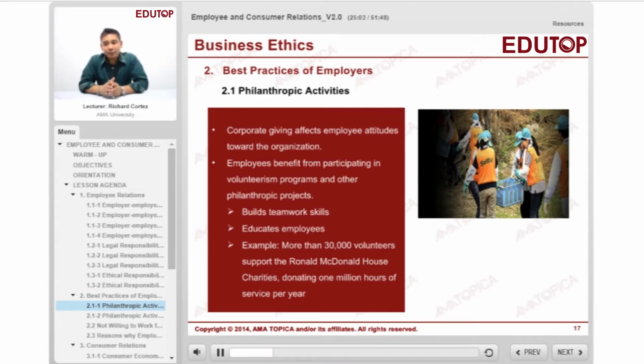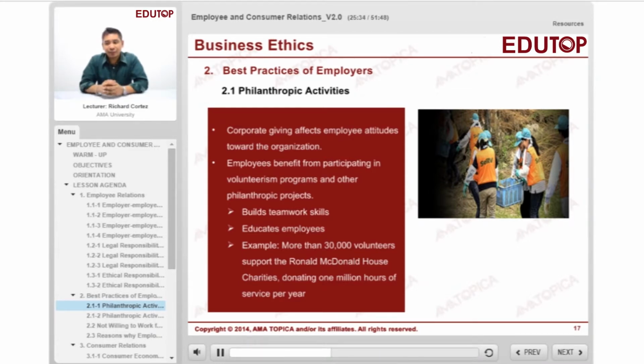So corporate giving affects employee attitudes towards the organization, and philanthropic activities can be done. Employees benefit from participating in volunteerism. Sometimes the employees can be asked or allowed to do volunteer work on behalf of the company, to be rendered to the society or community where the company belongs. That is philanthropic activities.